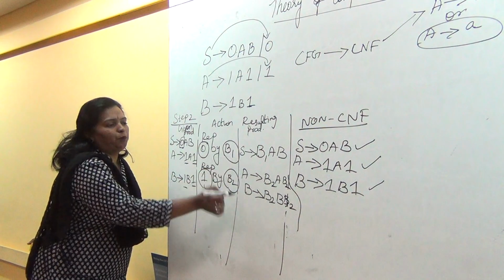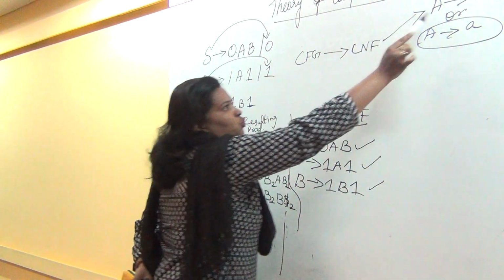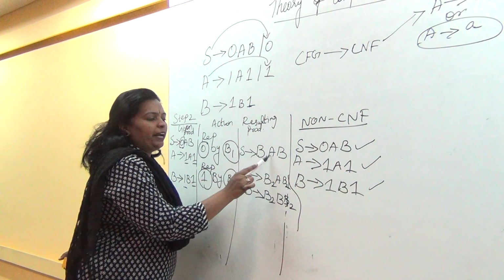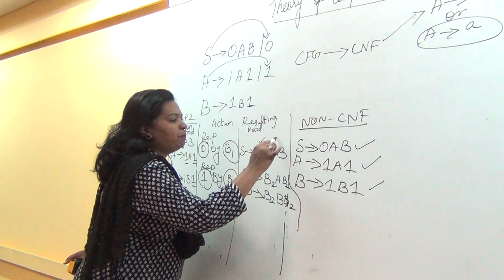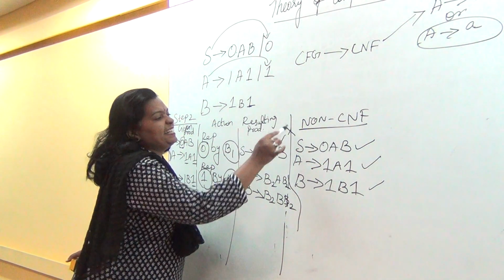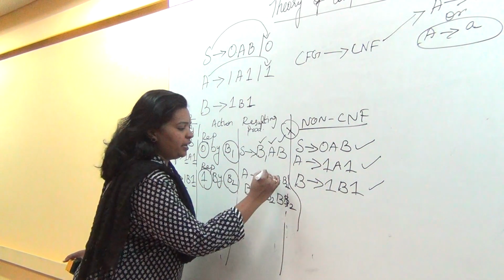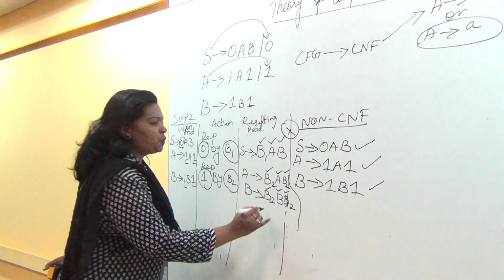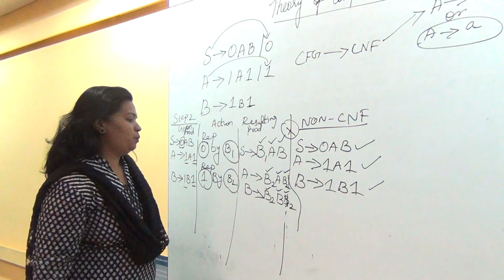So in the resulting production, as per the definition of CNF, A tends to BC. In your left hand side, 1 capital letter. In your right hand side, it must be 2 capital letters. But we have 3 capital letters. So it is not in CNF. So again we need to do the replacement process. Again here also 3 variables. Here also 3 variables. So we need to convert the entire grammar into CNF by further replacement process.